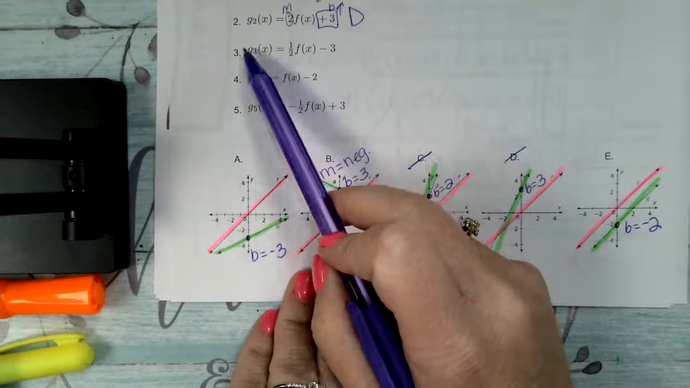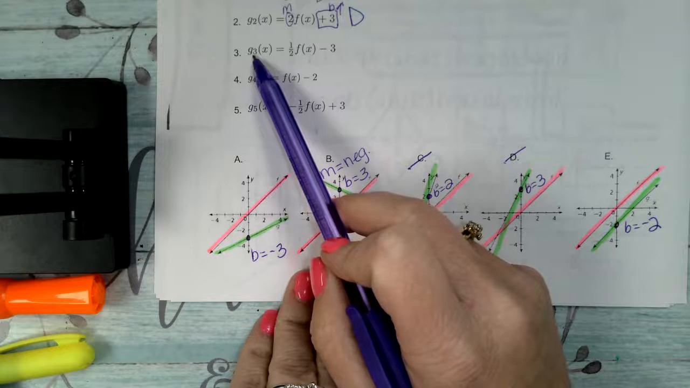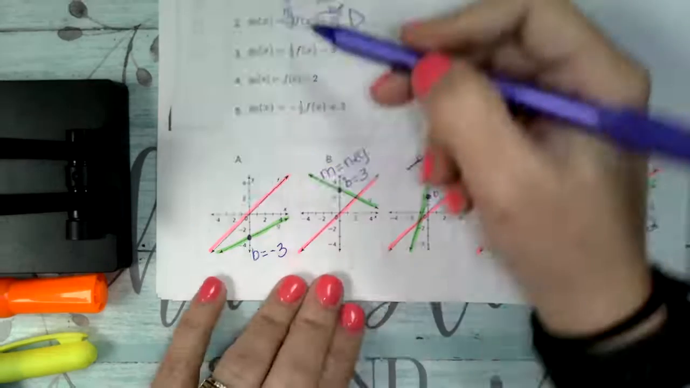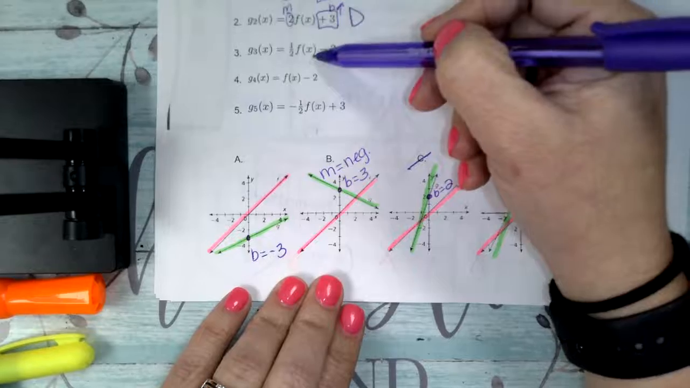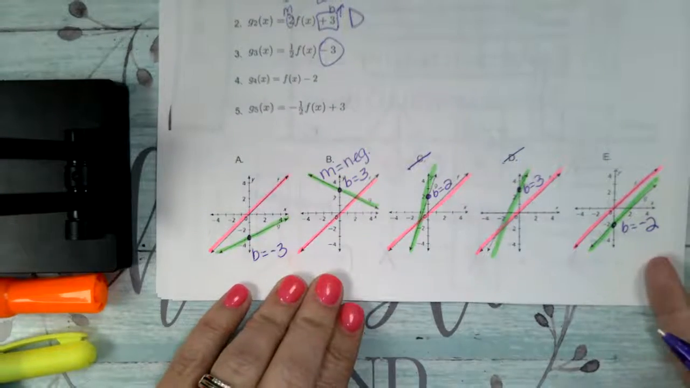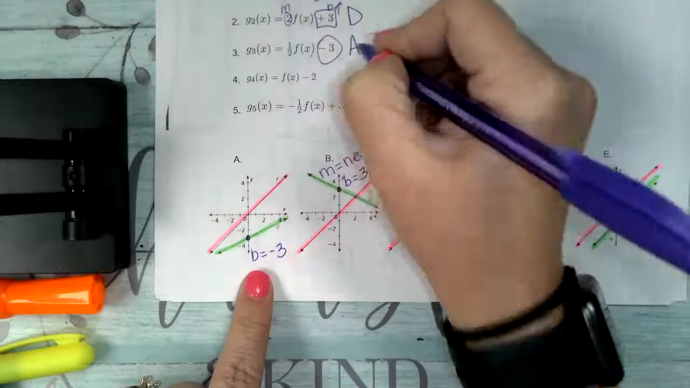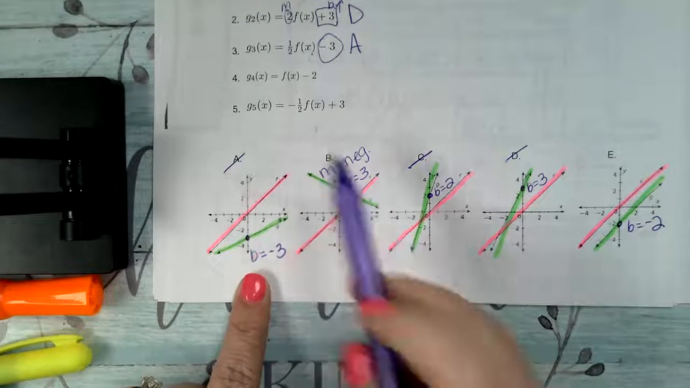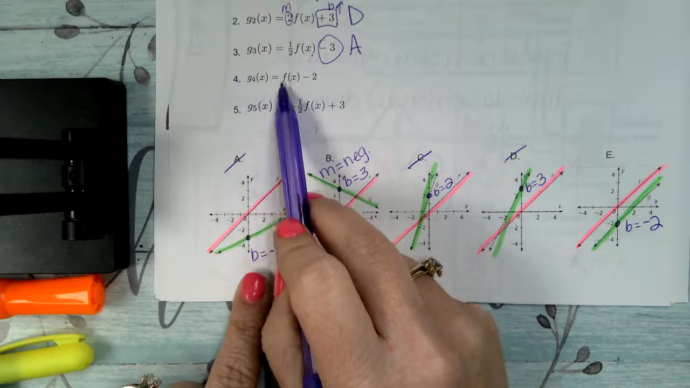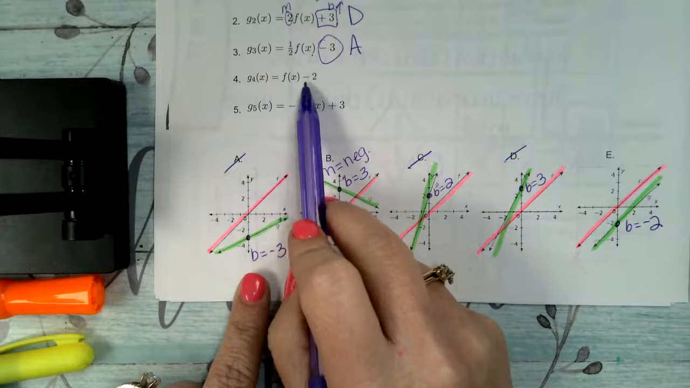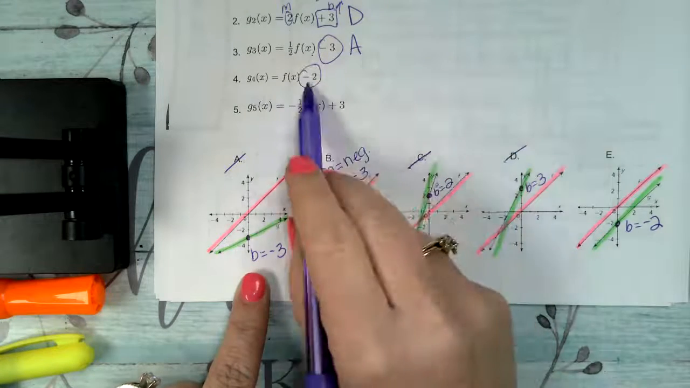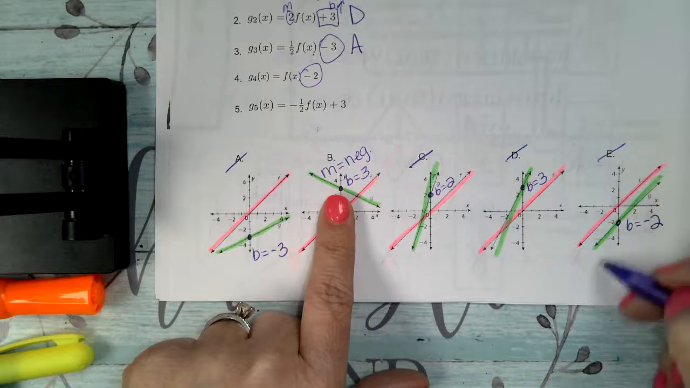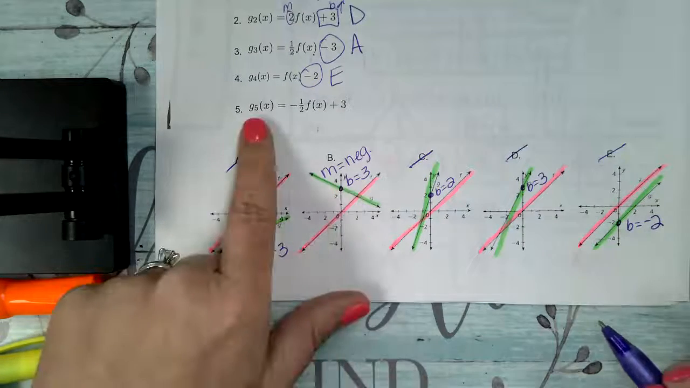Now, the next one, g3 of x, the reason why that 3 is there is just because it's the third function. And what you're going to do is 1/2, it's making it flatter, and you're looking for a y-intercept of -3. I only have one of those, so that has to be A. And notice going from the pink to the green, it is getting flatter. Number 4, it doesn't have anything happening to the slope, so that means the lines are going to be parallel. But it is shifting down to a -2. So the only one that's at a b of -2 is this letter E. And notice that they are parallel lines.